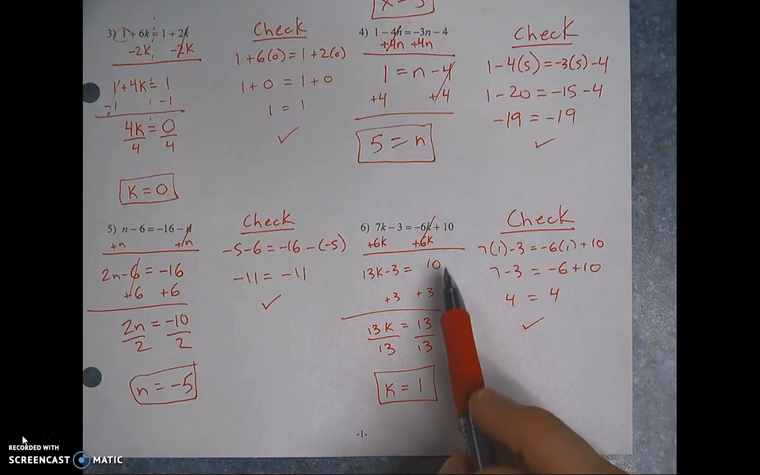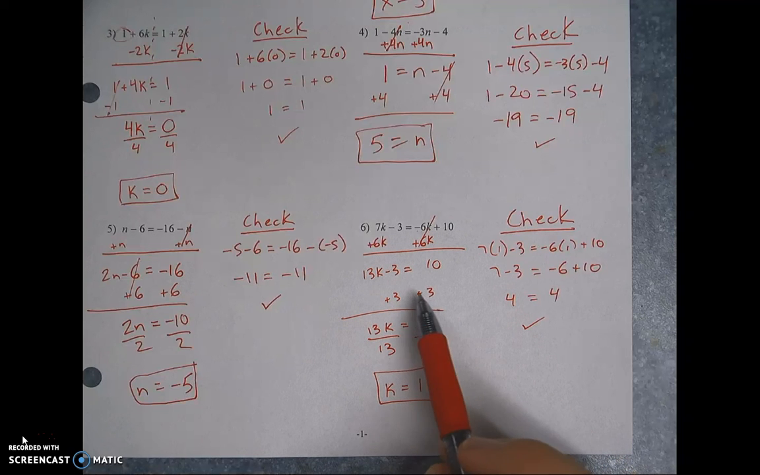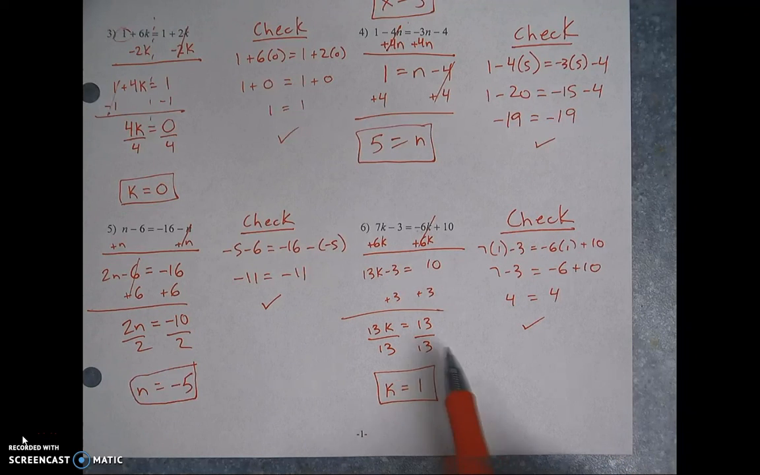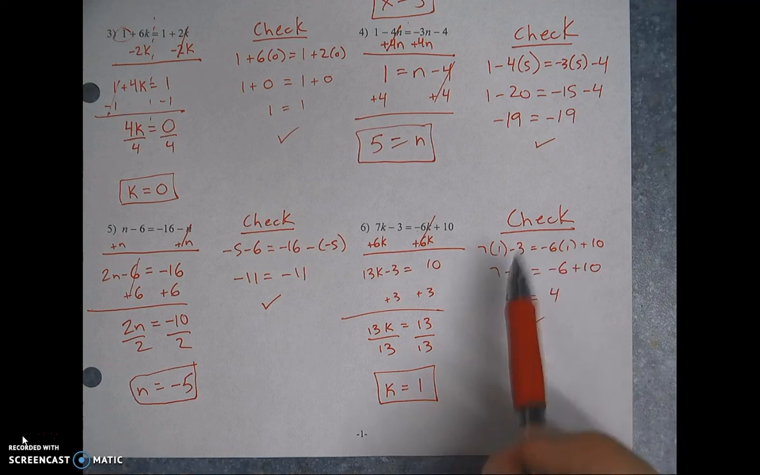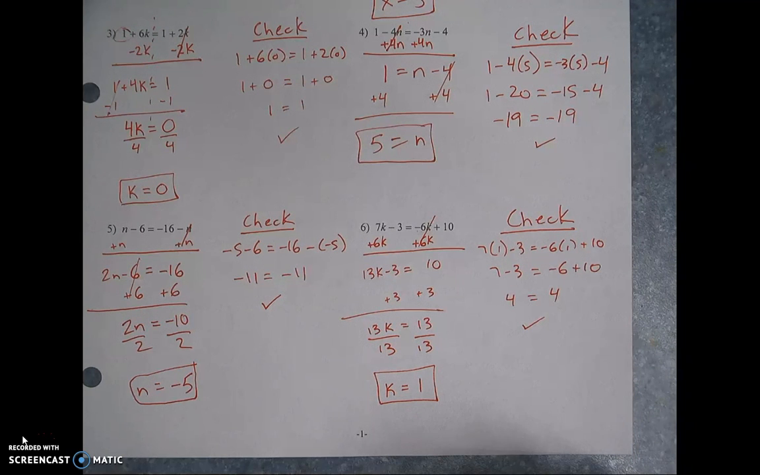-3 comes down, 10 comes down. Now it's just a 2-step. Plus 3 on both sides, divide on both sides, I get 1. And then you can run your check, and sure enough, it's there. So if you missed any of this, you need to fix any of this, copy this down. And once you're all set with this, classwork's on the opposite side. Give that a shot.